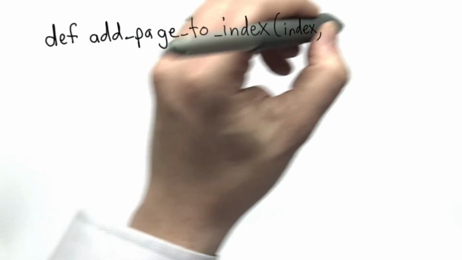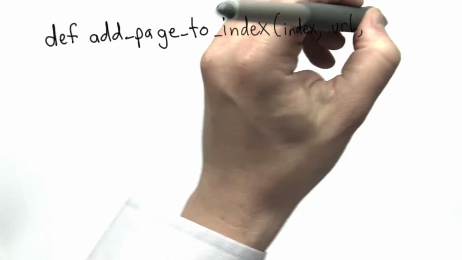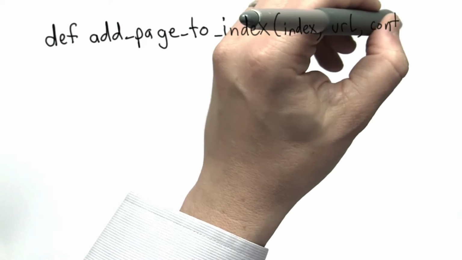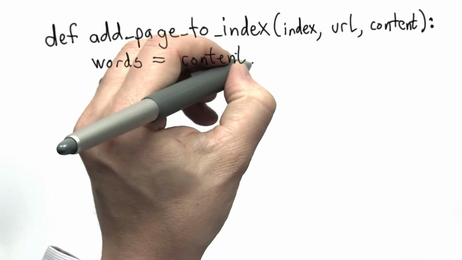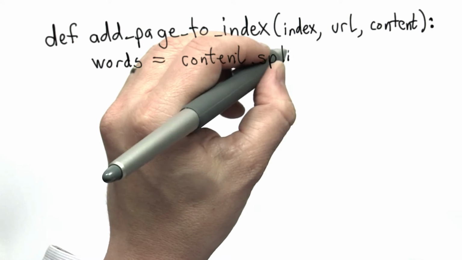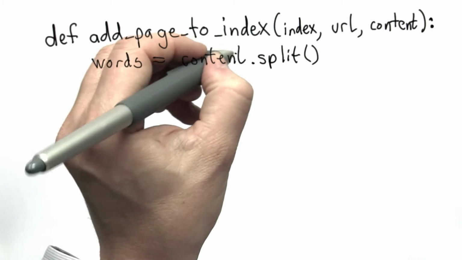Here's one way to define add page to index. We're defining a procedure. It takes in 3 inputs: the index, the URL, and the content at that location. We use the split method to divide the content into its component words. We store that in the words variable.